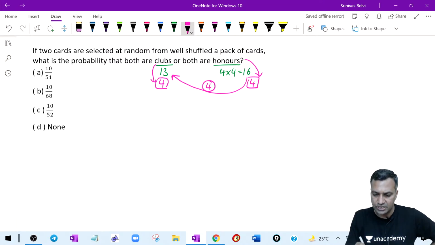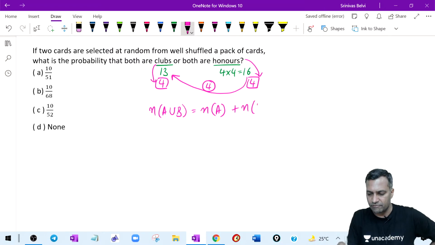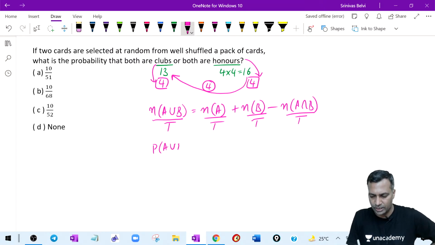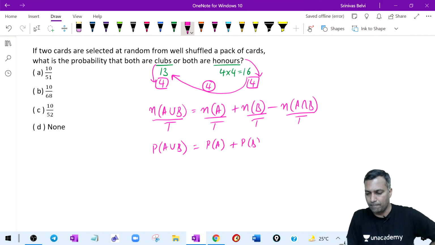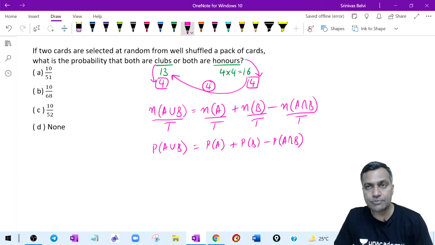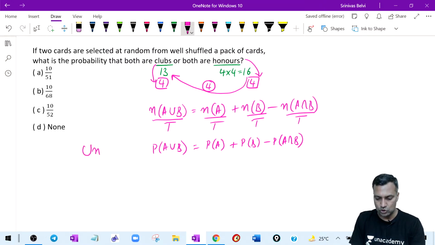So what we use here: number of elements in A union B is equal to number of elements in A plus number of elements in B minus number of elements in A intersection B. What if I divide this by total, both left hand side and right hand side? It becomes probability of A union B equals probability of A plus probability of B minus probability of A intersection B. This is the common mistake people make. This is called the union rule of probability. Nothing but your set theory.